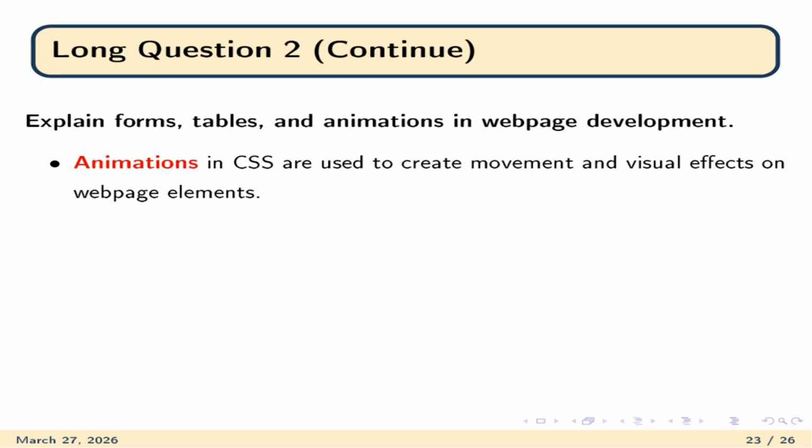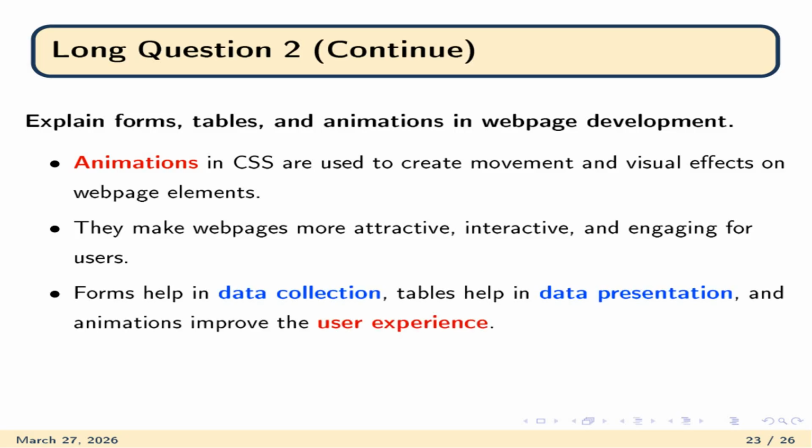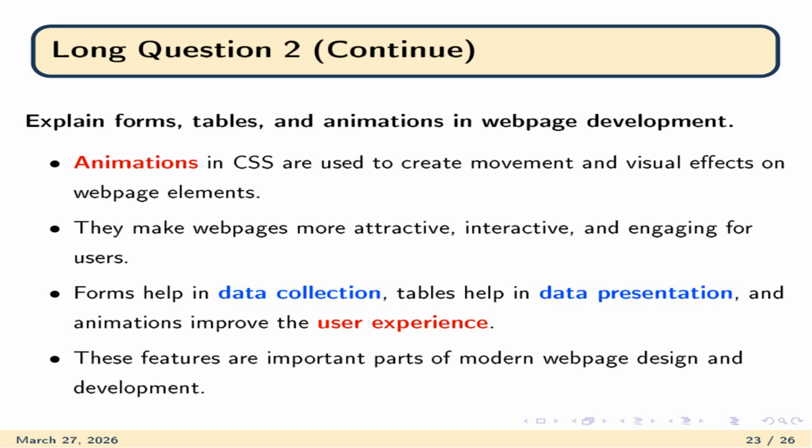Animations in CSS are used to create movement and visual effects on web page elements. They make web pages more attractive, interactive, and engaging for users. Forms help in data collection, tables help in data presentation, and animation improves the user experience. These features are important parts of modern web page design and development.